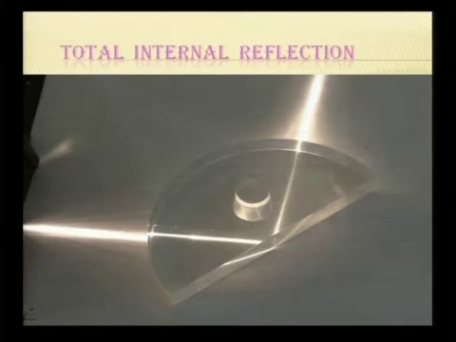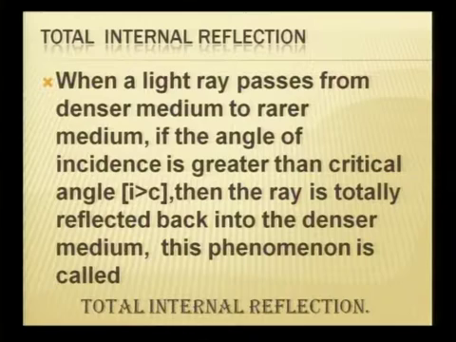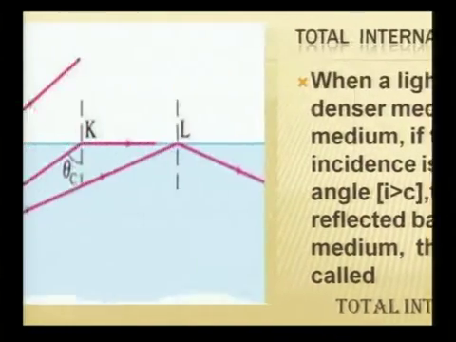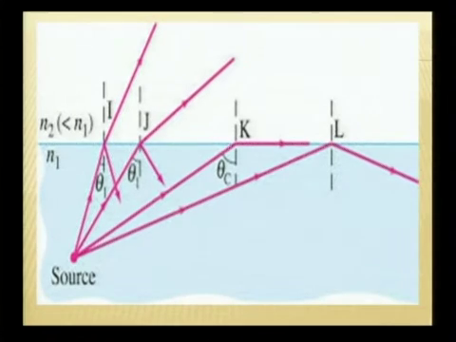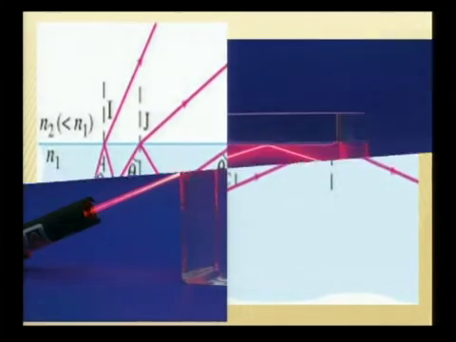Total internal reflection in a glass slab. So, the definition of critical angle: total internal reflection occurs when the angle of incidence is greater than the critical angle. This is the ray diagram of critical angle and total internal reflection.